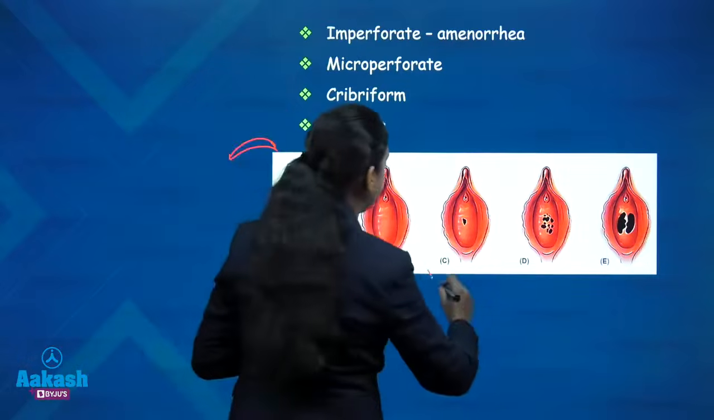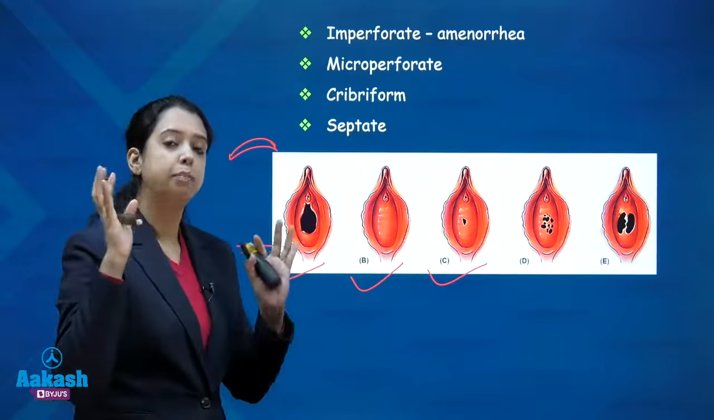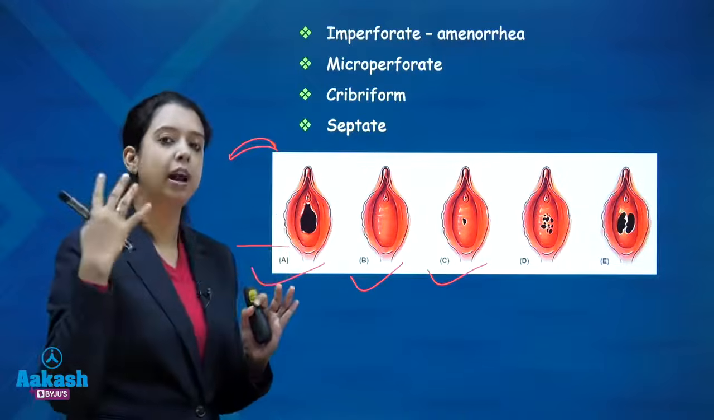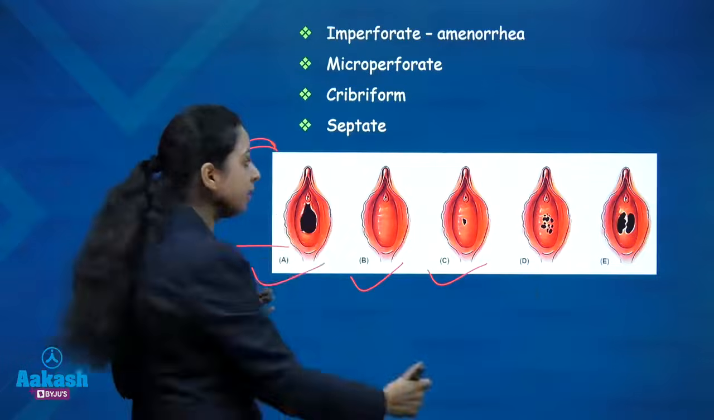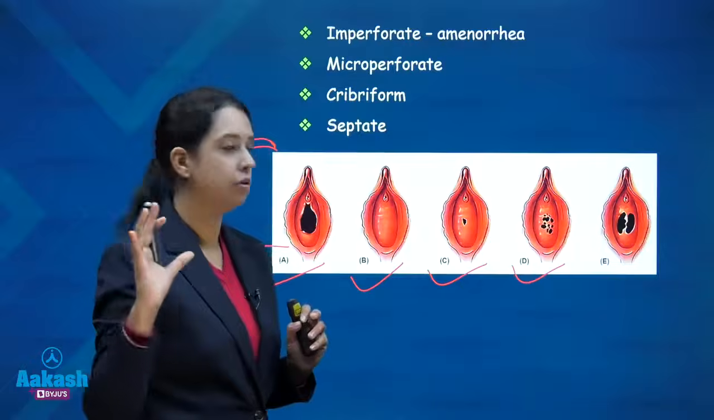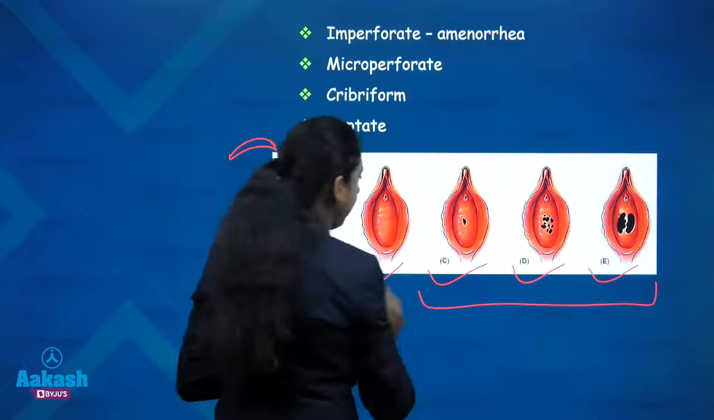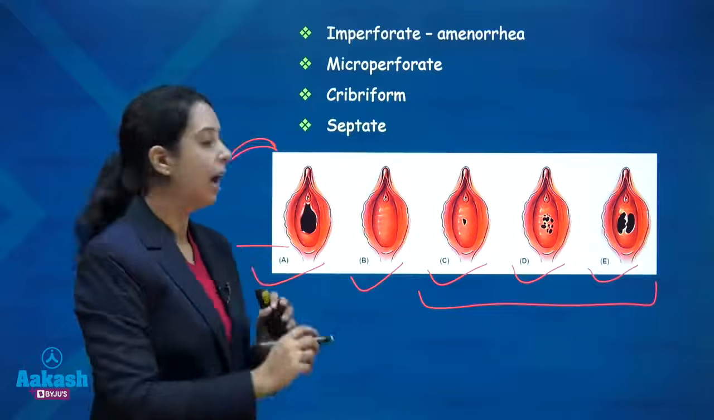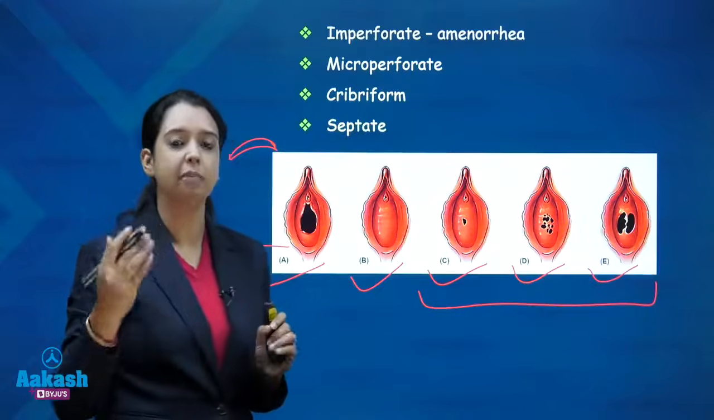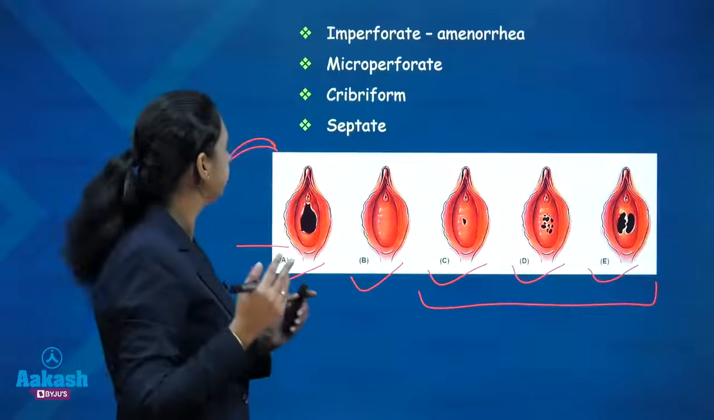This is microperforate, a small hole is there. So, menses will be there, but the patient will have problems in putting tampons and will have problems during intercourse. Same with the cribriform hymen. She will have menses, but she will have dyspareunia. Also with the septate hymen. So, they all have similar presentation and they all need surgery called hymenoplasty. Okay. So, the answer was the septate hymen.